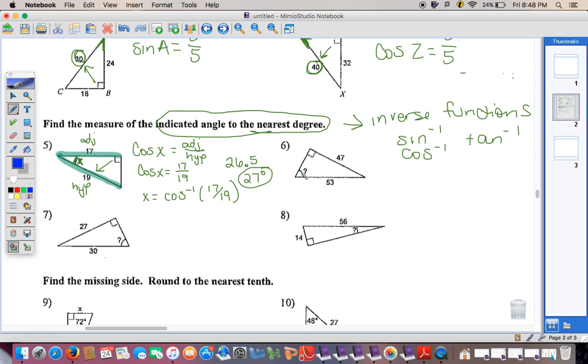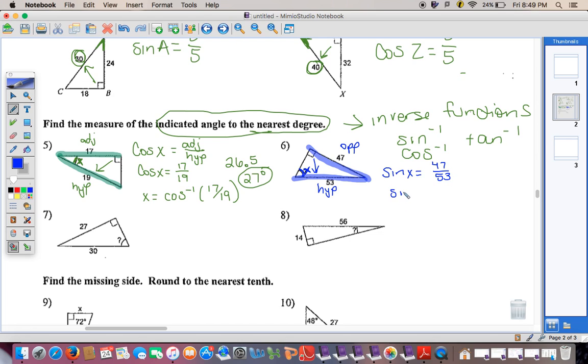Looking at question number 6, this is our unknown, so we're going to call this our x. What do we know? We're given this side here and this side here. This side of 53 is across from our 90-degree angle, so this is our hypotenuse. The side 47 is our opposite side. If we have our opposite and our hypotenuse, we should be using our sine function. So we have sine of x is equal to 47 divided by 53.